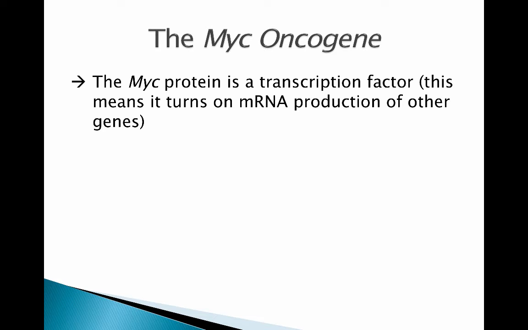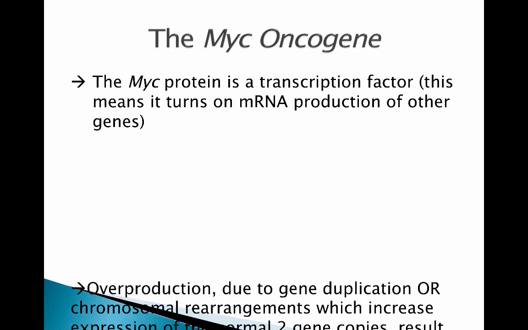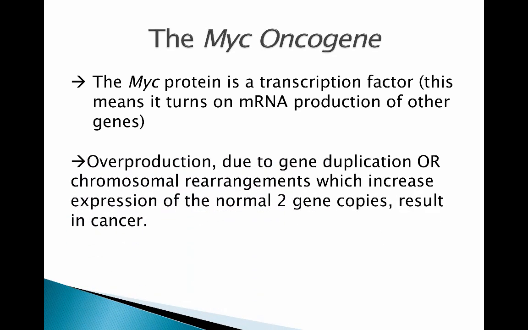It means it's involved in regulating the mRNA production of other genes. This is a good thing. I mean, without it, we'd probably be dead. The problem is, every now and then we'll get overproduction of the MYC protein. Now, that can be due to one of two different mechanisms. One could be gene duplication, and the other is chromosomal rearrangements, which increase the expression of the gene, so that you end up with a gene being put in front of a strong promoter, and you get a whole bunch of mRNA, and you end up making more MYC protein than you should.